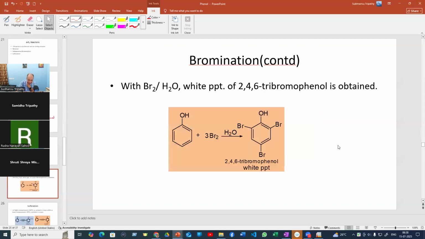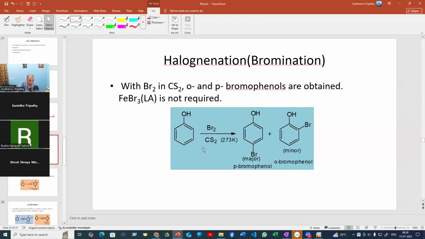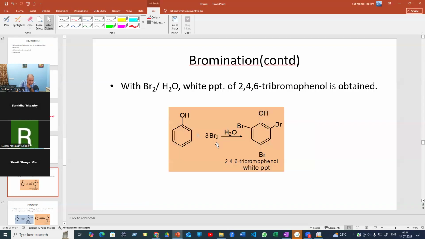Now similarly, if you add bromine water, taking water instead of a non-polar solvent, then the polarity is so high that at one go all 3 positions will be substituted, giving 2,4,6-tribromophenol. That is a white precipitate which will be formed if you take bromine water.